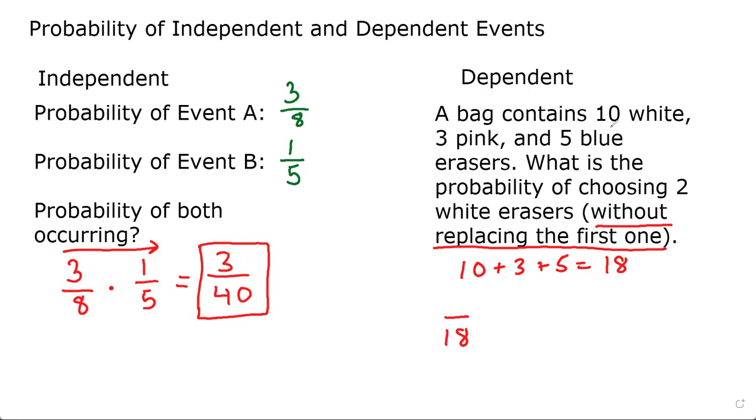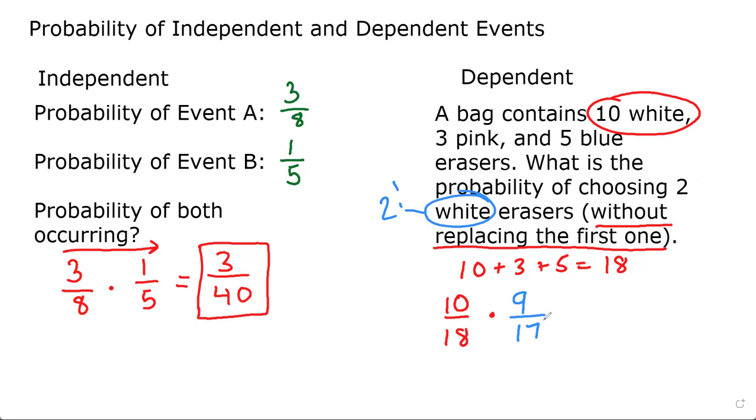So what is the probability of choosing one white? Well, it's 10 out of 18 because there are 10 white erasers out of 18. And then you have to multiply it. Now this is where it gets tricky. We're picking another white eraser, so that means we're going to go down from 10 to 9 because 1 left the bag. And the bottom goes down to 17. It is not your original 10 over 18.